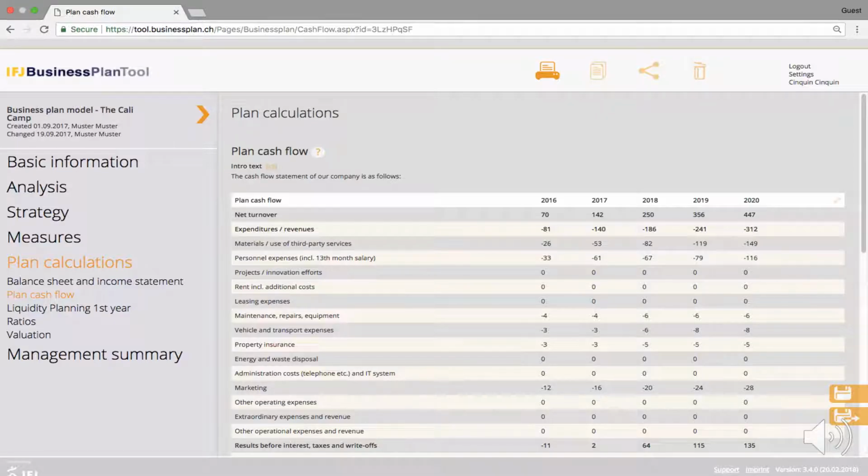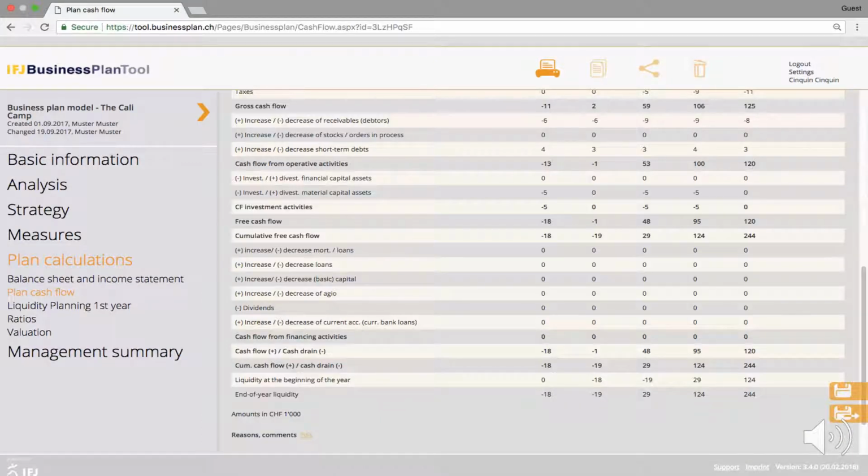We can also view cash flows in our plan calculations. This simply means when money comes in and when it goes out. Not how, just when. Here we have the planned cash flows for the 2016 to 2020 range. So this indicates whether we are losing or making money.